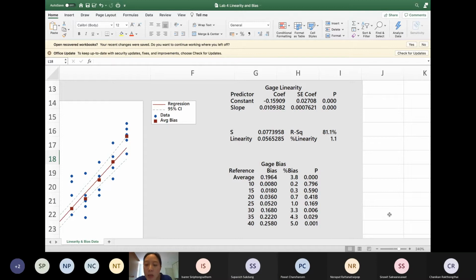One more time, Supavit, at which reference values are the biases significant? 30, 35, and 40. Great. And in this case, if you take a look at the graph, we have data for different values of 45, 50, and 55 also, but Minitab doesn't report those numbers because it has limited space. If you know the reference values go up to 55, you can guess that they are significant for reference values of 30 to 55.